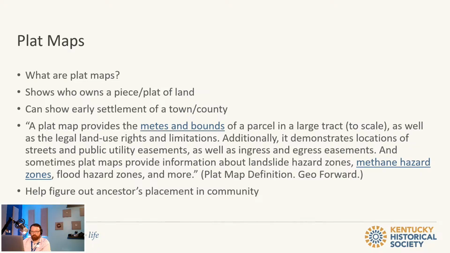So basically it gives you the different tracts and then the legal information, along with showing who's where and who owns those certain parcels of land. And so in general, it can also be another type of map that could help you figure out your ancestors' placement in the community.